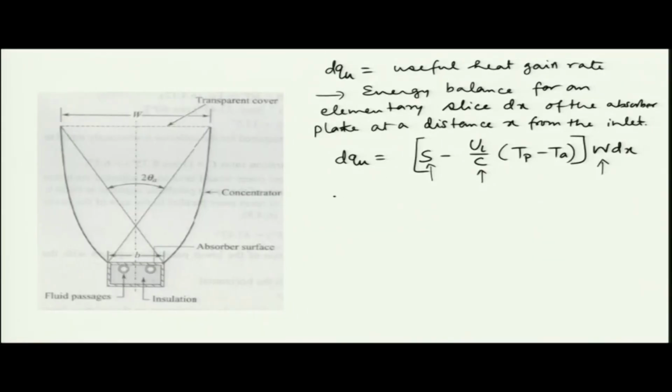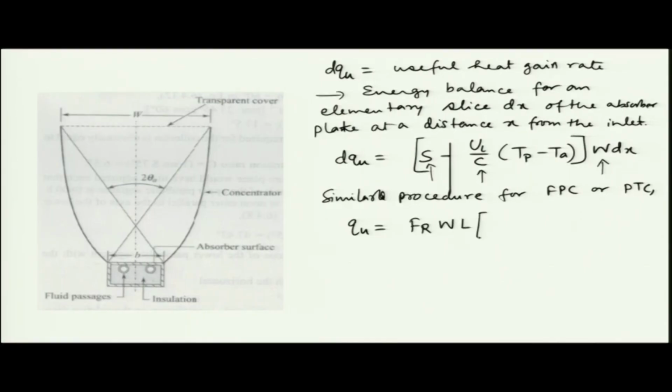Okay. So, similarly, we are skipping all the steps, we can just say that similar procedure to the flat plate collector, or what we have seen for the parabolic trough collector earlier, what we will get, this QU will be FR W L multiplied by S minus UL by C, then TFI minus TA. This you can write when you have this collector heat removal factor involved.